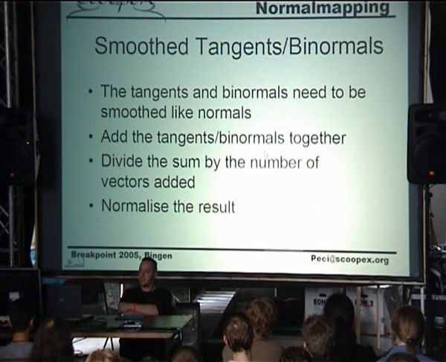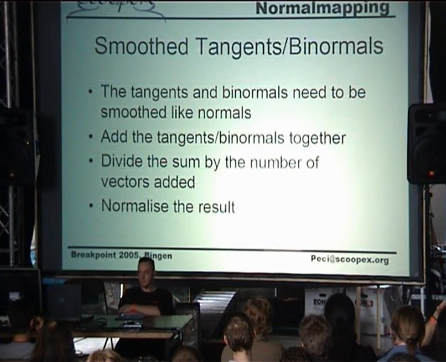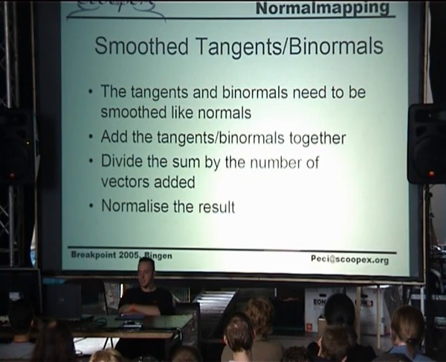Okay, and you have to do the same with the tangents and the binormals. The formula I showed you before was the calculation of the tangent and the binormal per face. And what you do is basically the same as for the normals: you add them together if they share a vertex, and then normalize. And this should give better results.